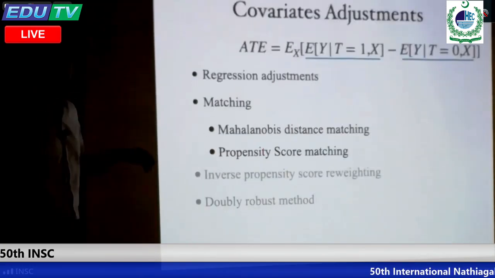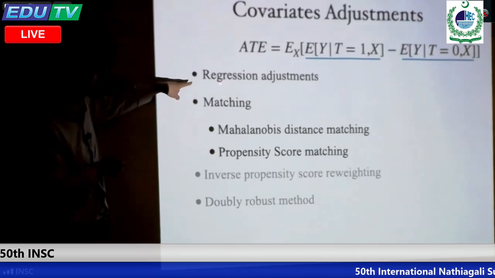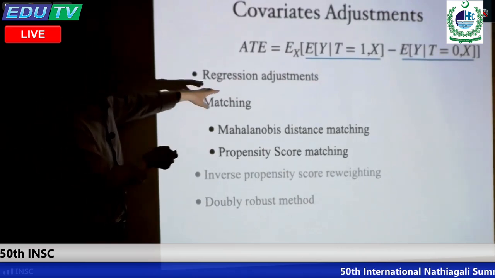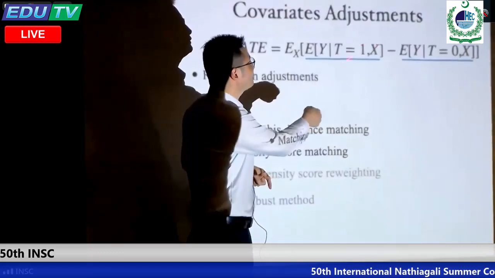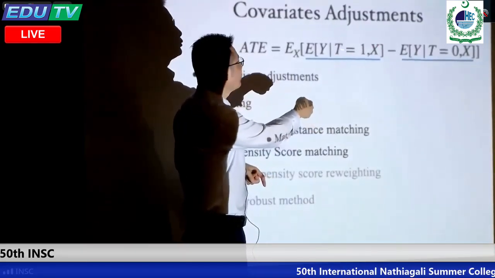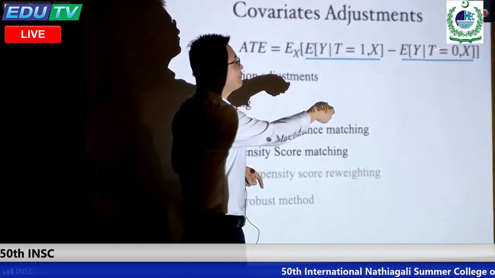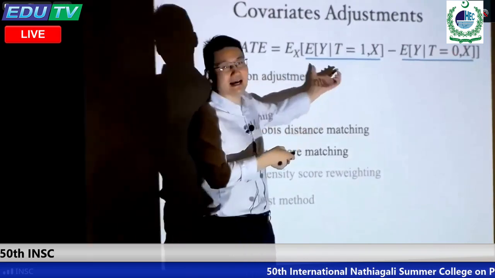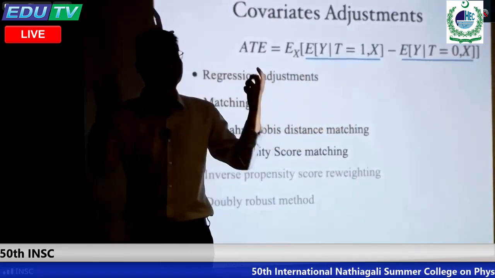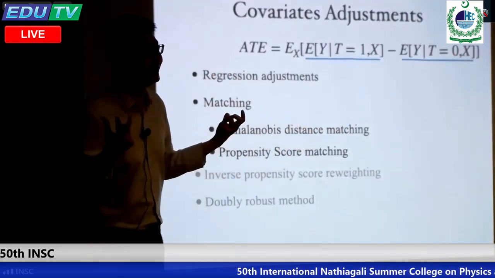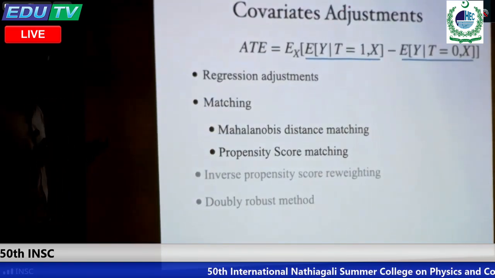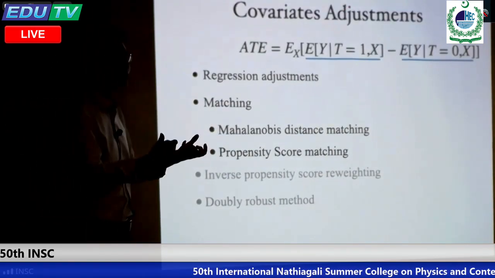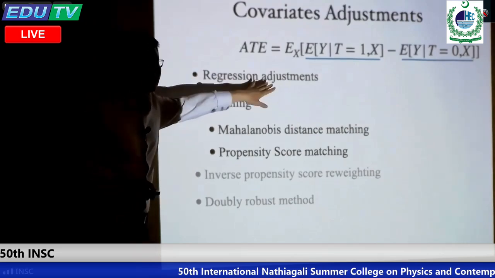There are basically three ways to solve the problem. The first one is to use regression adjustment. I build a regression model for T equal to 1 and another for T equal to 0. Since I have two regression models, I can use the same distribution of X as input and calculate the difference. Because I have a parametric model, I can always use the same X distribution. This is regression adjustment.